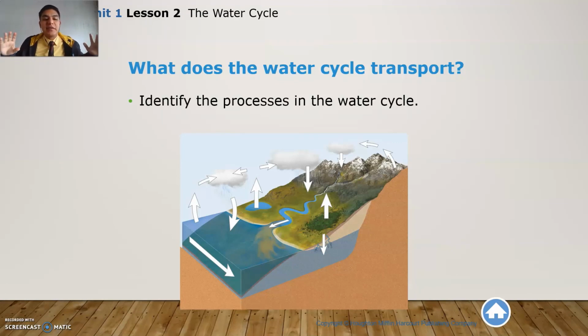Okay, so after all of that explanation, stop the video again and identify all of the steps of the water cycle and everything that you can see right there. Not only the water cycle, but all of the hidden processes that there are.